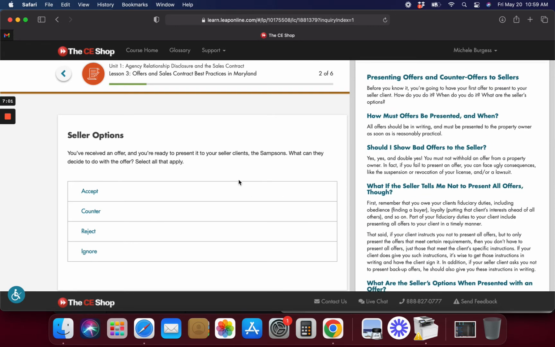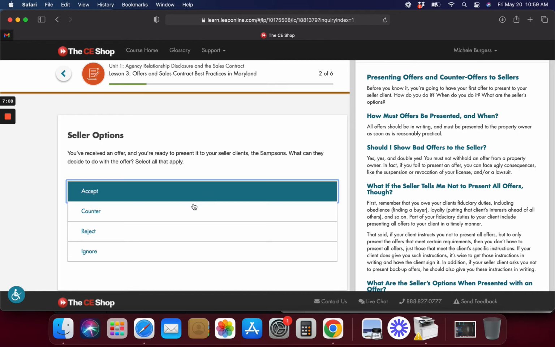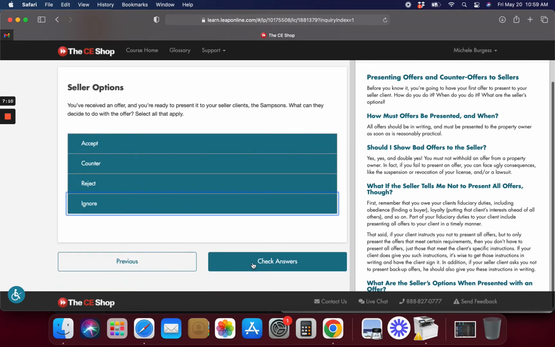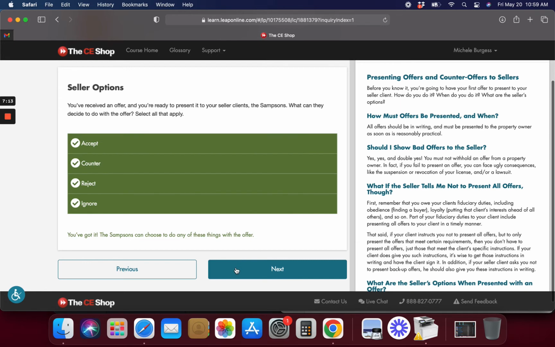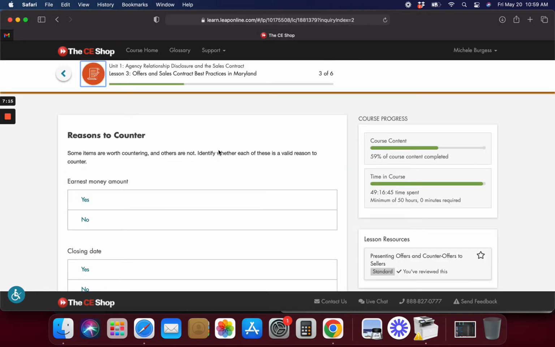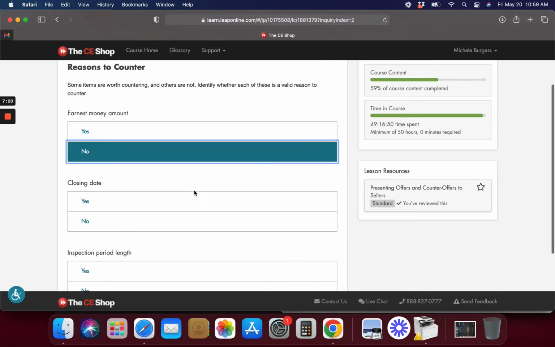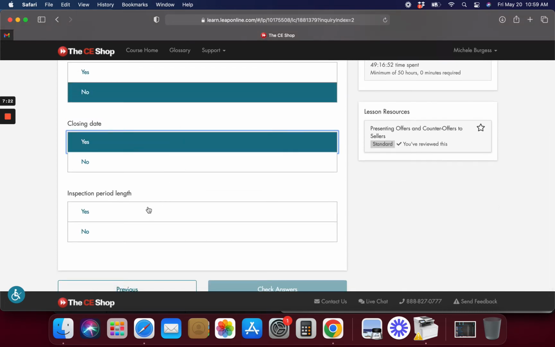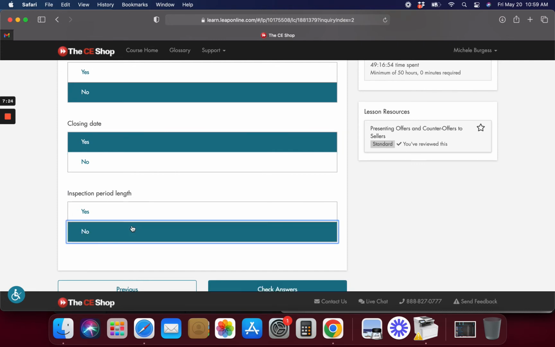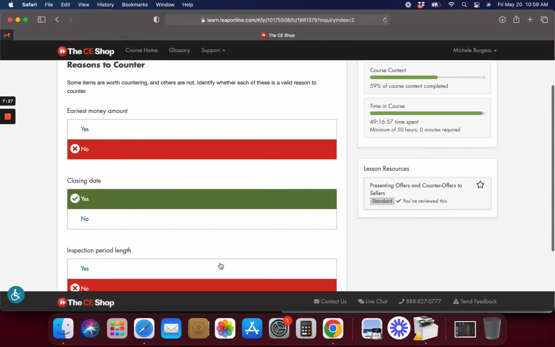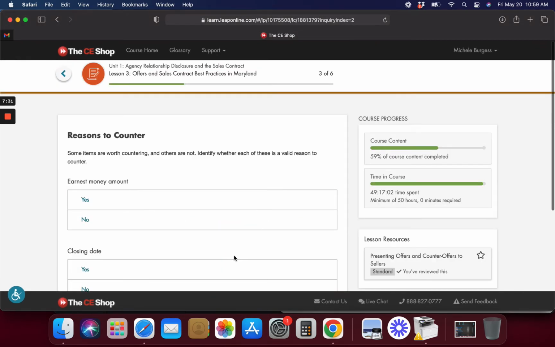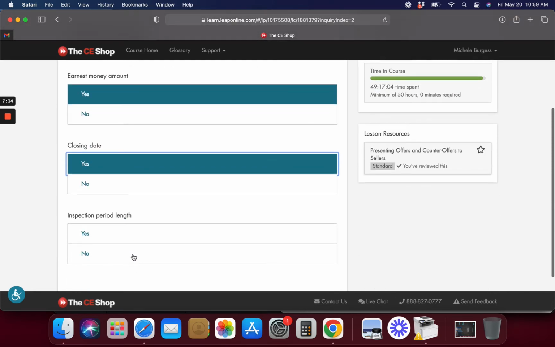All right, you received an offer and you're ready to present it. The Sampsons, what can they decide to do with the offer? They can accept it, counter it, reject it, ignore it. All of these. They can do all these things. All right, earnest money account. Is this a valid reason to counter? No. Closing date? Maybe. Inspection period length? Not really. Well, I guess I'm wrong. Earnest money account, they can do it. All these things they can. Okay. All right.